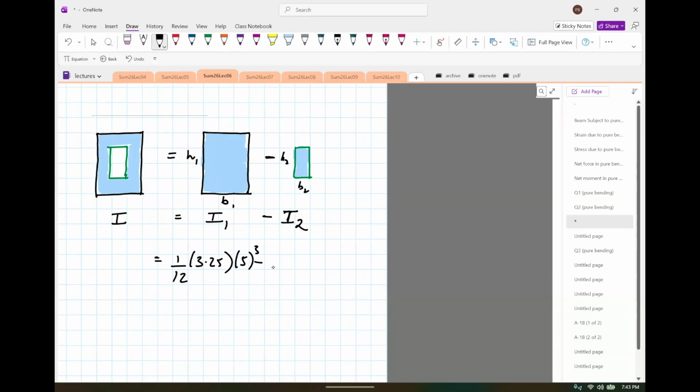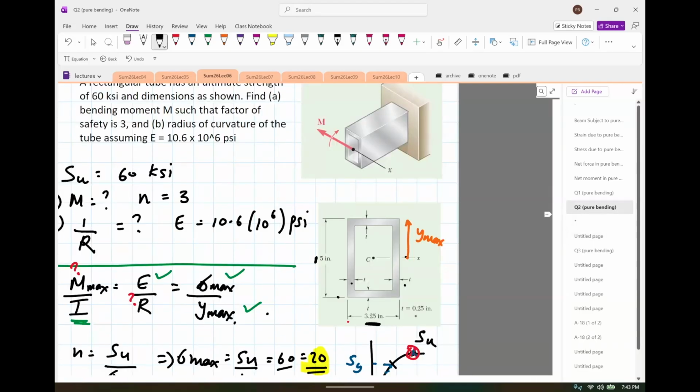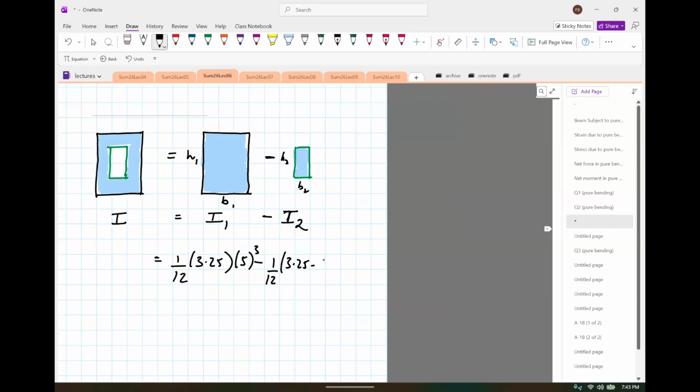Okay, and then minus 112, 3.25 minus, I'm just going to subtract. So 2 times 0.25 is 0.5. And then 5 minus 0.5 cube. Okay, so this is 2.75. This is 4.5. Okay, so the answer is I equals, if you do the math, it comes out to 12.97 inch raised to 4.